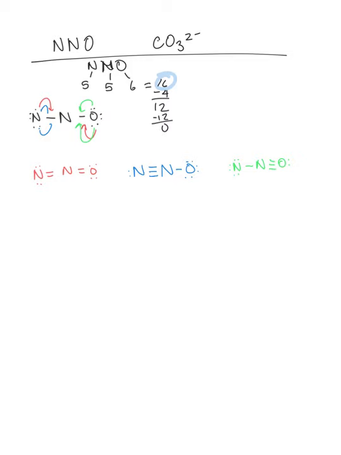Alrighty, so let's go ahead. I'm going to put a 1 here so we know which N is which. So we're going to go ahead and determine the formal charges for all of them: N1, N2, and O, in each structure.